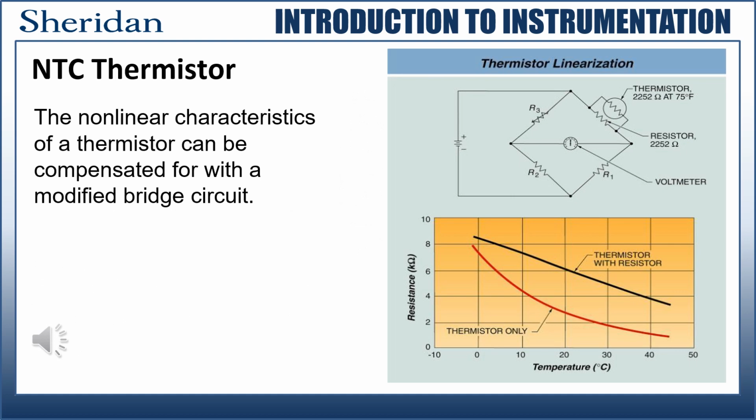If a linear solution is required, a Wheatstone bridge with a resistor can be used to smooth out the curve of an NTC thermistor. The nonlinear characteristics are then compensated for by the modified bridge circuit.